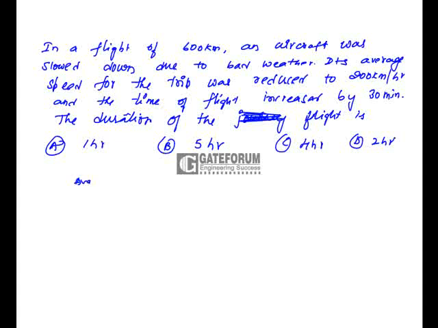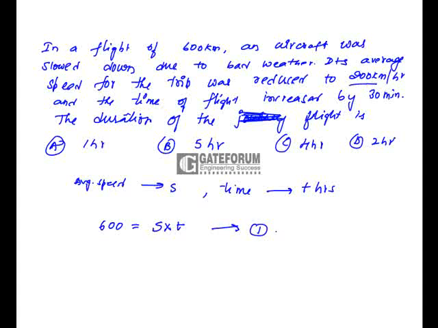Let the average speed of the flight be s and the time be t hours. Now, for traveling a distance of 600 kilometers, its average speed is s and its time is t. So let it be equation 1. Now, because of the bad weather, its average speed is decreased by 200 kilometers. So the new speed is nothing but s minus 200 kilometers per hour. And also the time increased. So the new time is nothing but t plus half an hour.